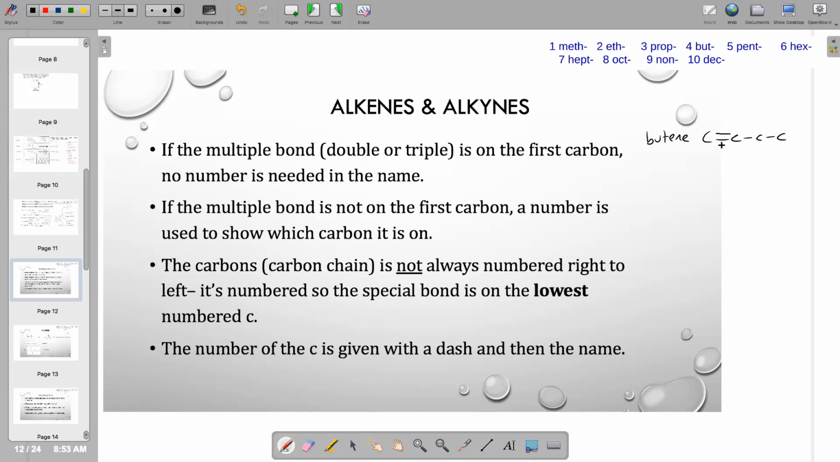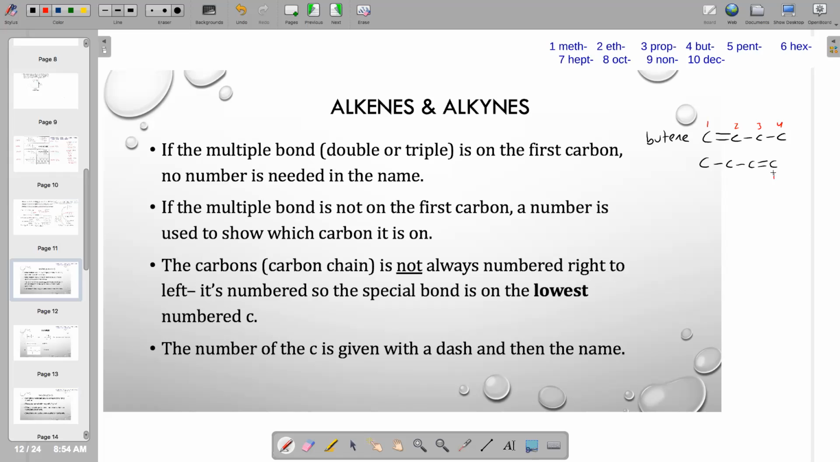So for butene, if the double bond is on the first carbon, which means there's a double bond on this very first one on the end, that first carbon can be on this end or it can be on the other end. It makes no difference whether it's on the left or the right. That's completely irrelevant. But whenever we number these carbons, this is carbon number 1, 2, 3, and 4.